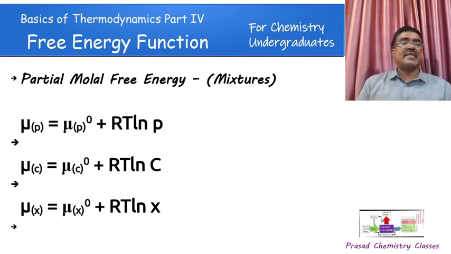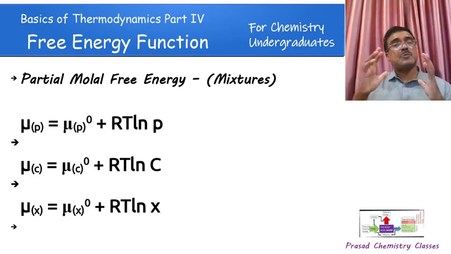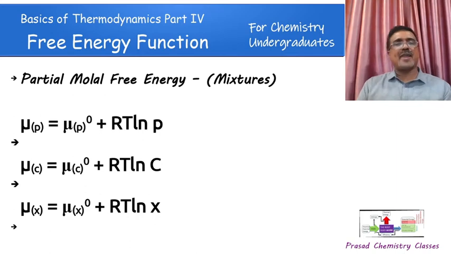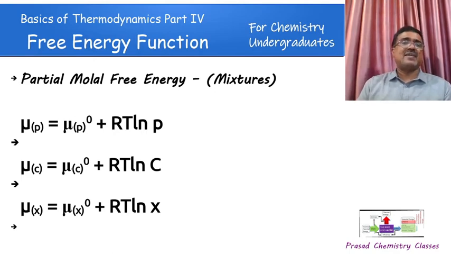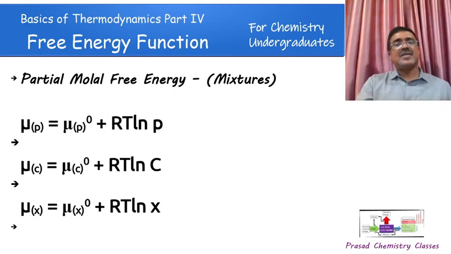Mu0 is the standard state chemical potential of the substance, where the partial pressure is equal to 1 atmosphere. P here stands for the partial pressure of the component. Similarly, we can have an expression in terms of molar concentration as well. For gas we can also use molar concentration, and in solution we can use only molar concentration.